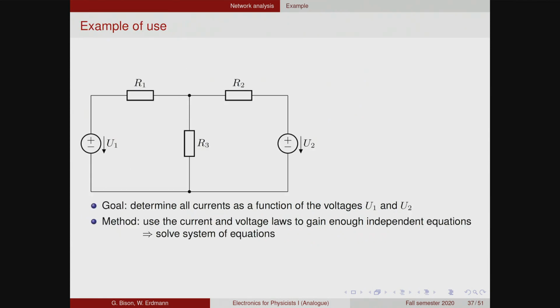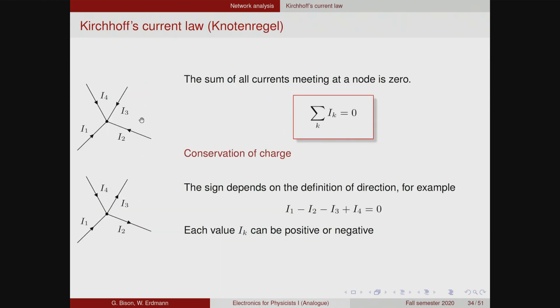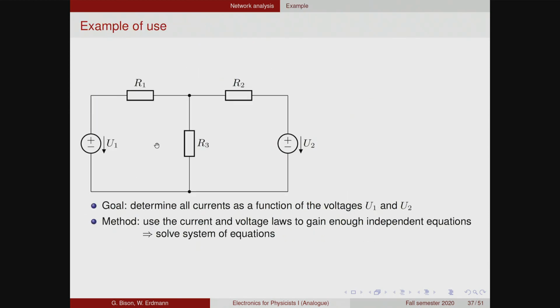Okay, these are the 2 rules that Kirchhoff came up with, and that's everything you need to analyze, in principle, arbitrarily complex electronic circuits. So let's review that. There is the voltage law: the sum of all voltages in a mesh is 0. And there's the current law: the sum of all currents that go into a node is also 0. Okay, let's apply that to find out what's going on in this circuit.